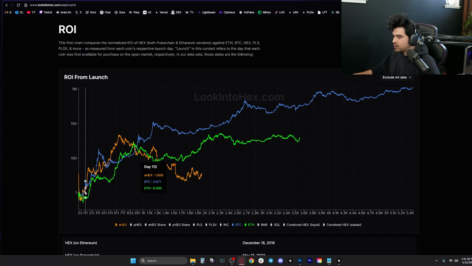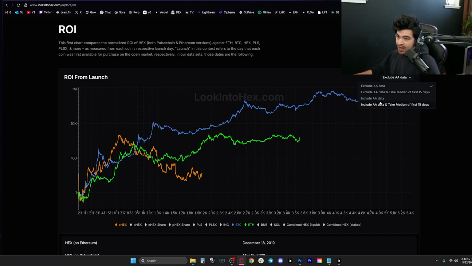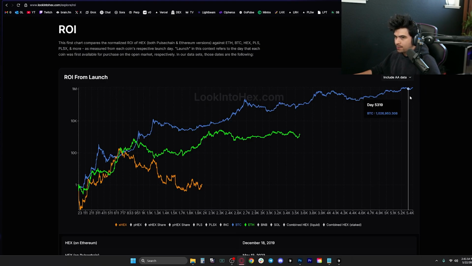So when we look at what HEX did last cycle, you can see it was a killer move. So let's just show Bitcoin, Ethereum, and HEX, right? HEX on Ethereum, the original HEX. You can include or exclude adoption amplifier data. Shout out to Gamesys for including that. And let's just include adoption amplifier data because people paid real Ethereum with the real USD price for real HEX, received that HEX, and that was their cost basis. So let's not exclude that, right? Because it is real data.